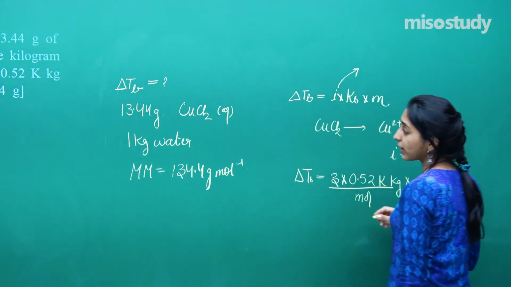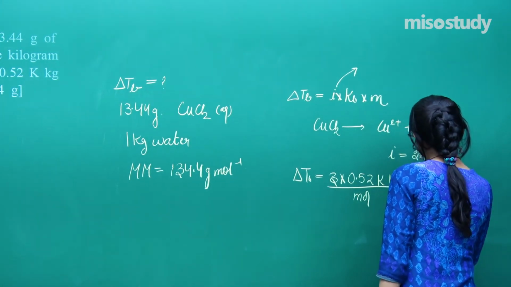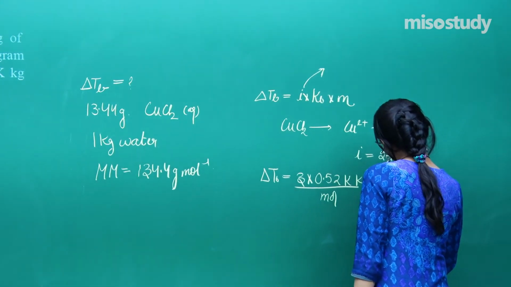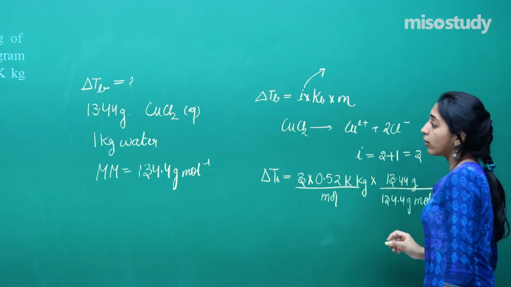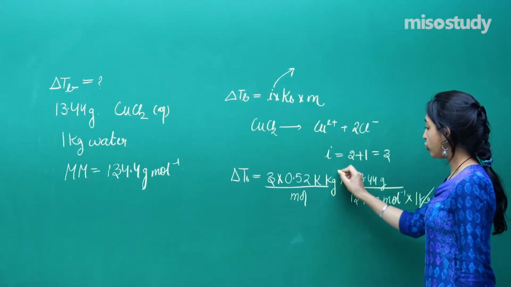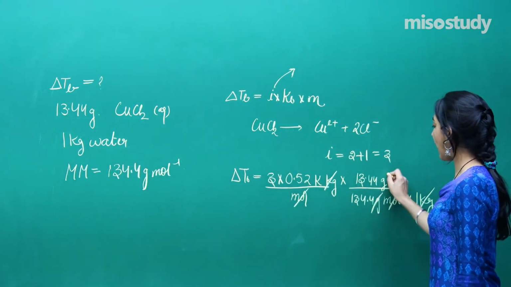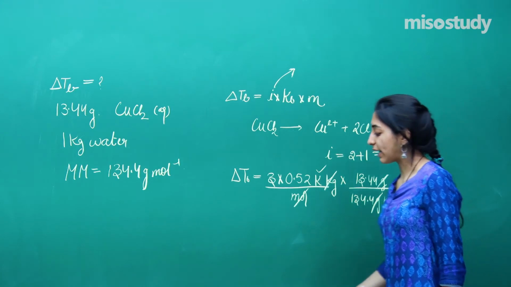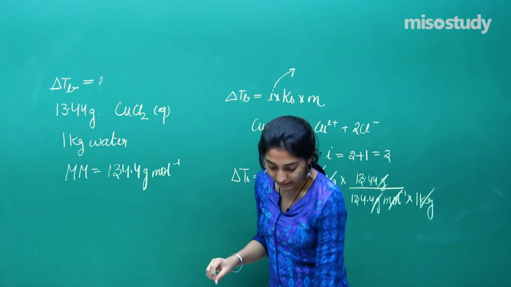Now molality could be given as given mass, 13.44 grams, by molar mass, by mass of solvent in kg, which is 1 kg. Kg, kg, so per mole, grams, grams, you can solve it and you can simply get the elevation in boiling point, which is delta Tb.